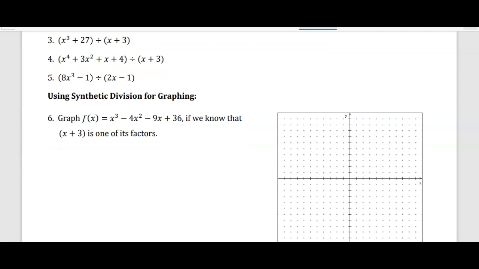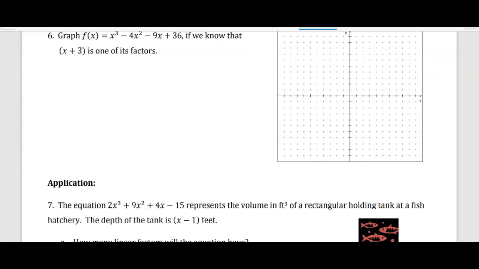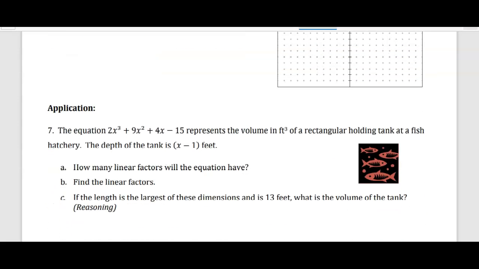And then for number 6, you're going to use our old skills plus division, and you're going to graph this polynomial function. It's a cubic function. You're going to make a quick sketch of it, finding all the zeros, finding the end behaviors, finding the y-intercept, and getting a quick sketch. All right, and then for number 7, there's an application problem there, similar to one we did in homework number 4, where I'm giving you a rectangular tank, and I give you the depth of the tank, and you're going to find the length and width of the tank. All right, so that is your classwork.